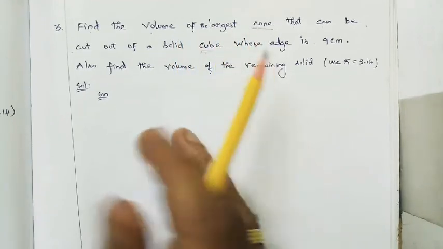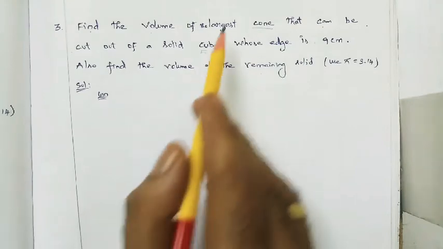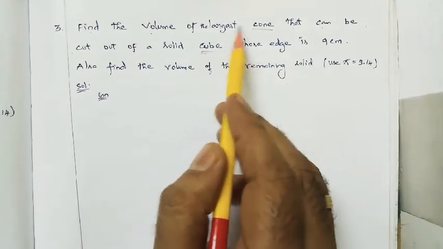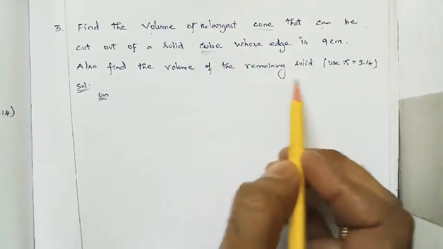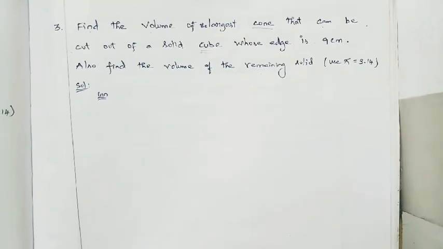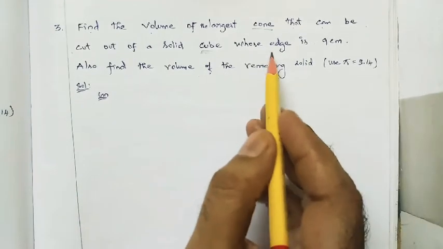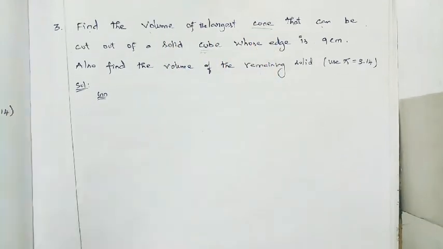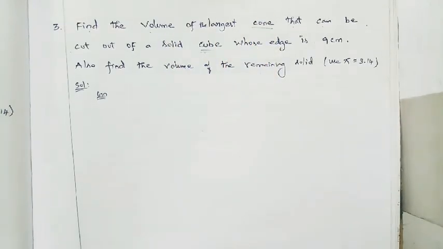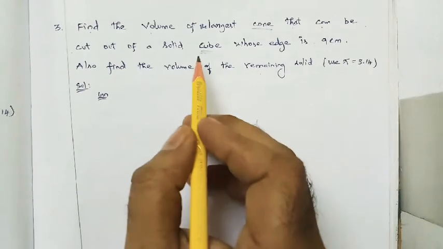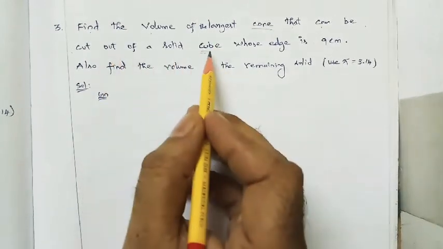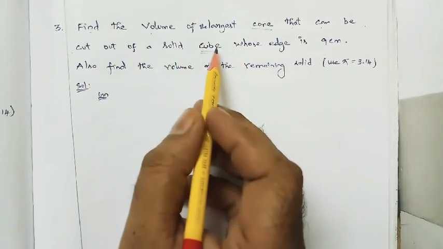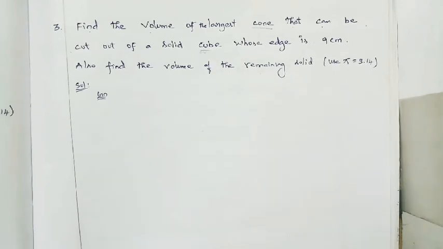Volume of the largest cone has been removed, and we want to find the volume of the remaining solid. So we have to subtract: volume of cube minus volume of cone, because the volume of the cone has been removed, cut, from the volume of the cube.